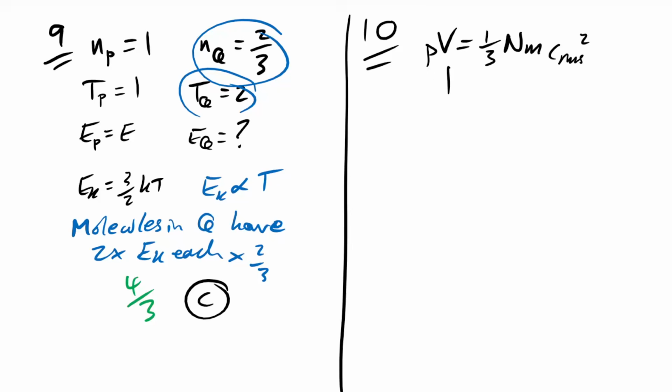Okay, so what do we know? We know the volume is equal to A cubed, right? Oh, okay, so that's fair enough. That's fairly easy then. All we have to do is rearrange this. Pressure is equal to, well, they got the 3 on the bottom, so let's just say N m c_rms squared divided by 3 lots of the volume, which is 3A cubed. So the answer is going to be D.